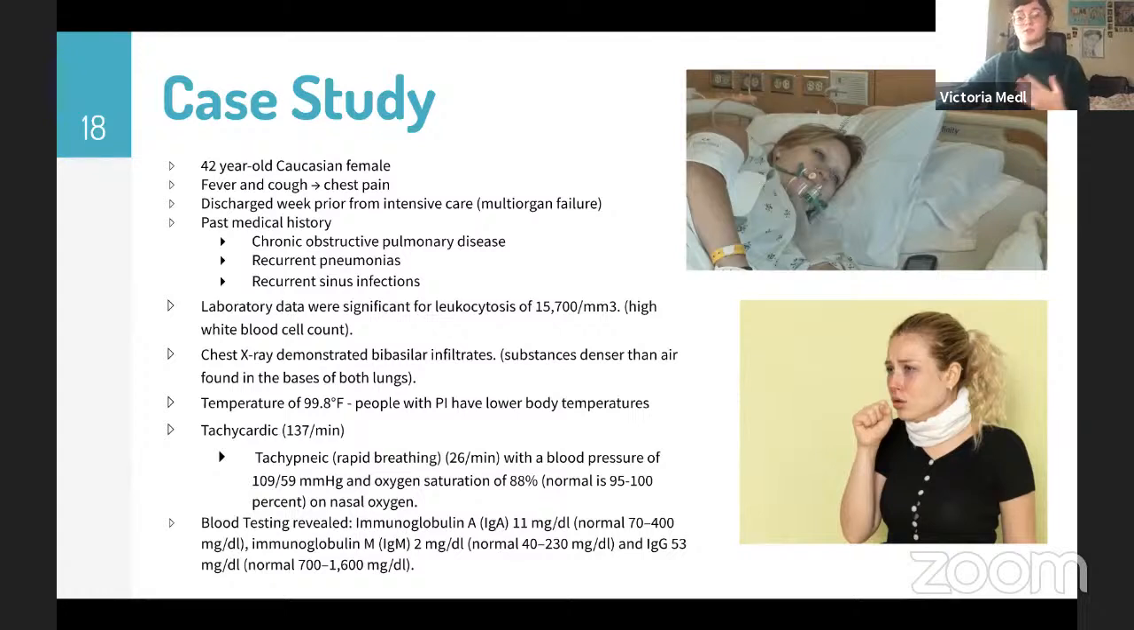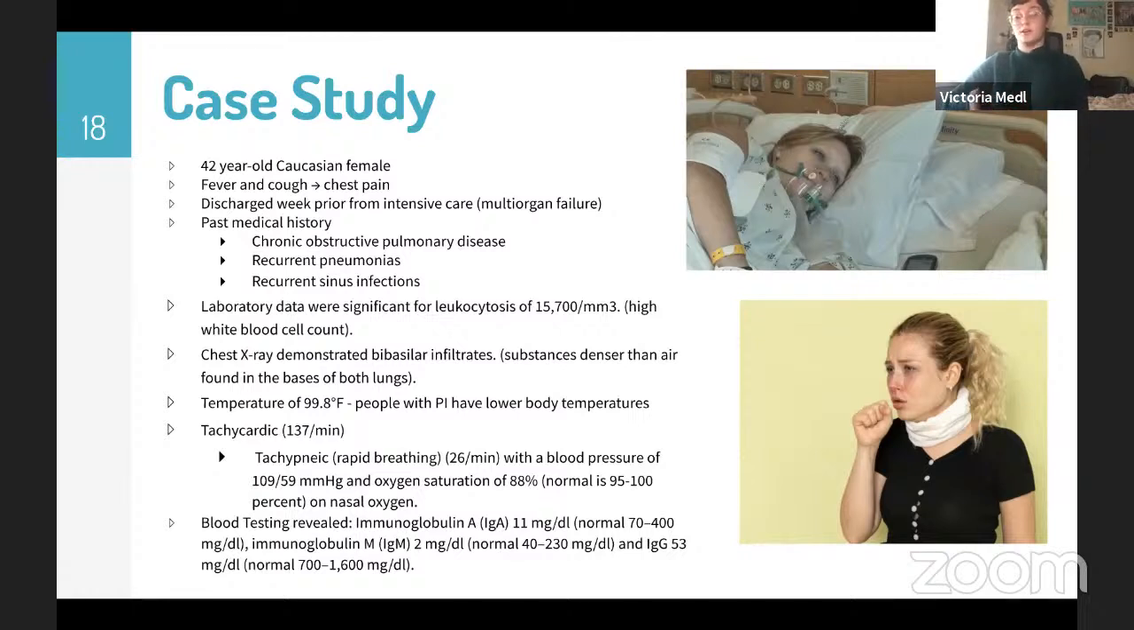She was also extremely tachycardic. She had a very high heart rate, and she was tachypneic. She had rapid breathing. Her blood pressure was low, and her oxygen saturation was 88%. Normal is typically between 95 to 100. I guess the low end is 92. They'll say that's still okay, but 88% is still a warning sign.